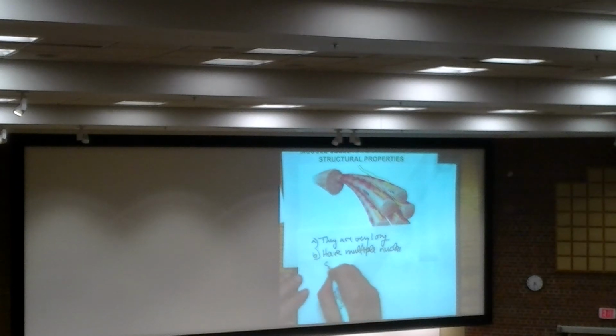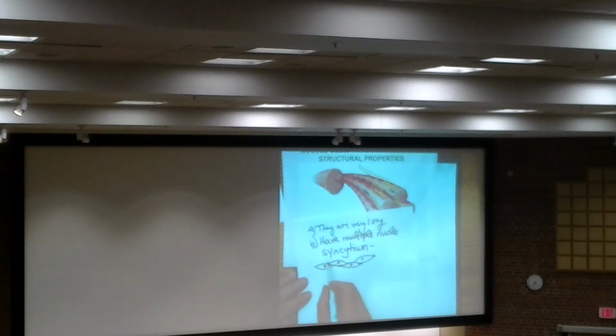Cells with multiple nuclei are called syncytium. And they form during development by fusing multiple cells together. Multiple cells aggregate together in these long chains. And each of these cells are still separated by their membranes. And they each have their own nuclei. But at a certain stage in development, these points of contact dissolve. And you are left with a single cell with multiple nuclei.